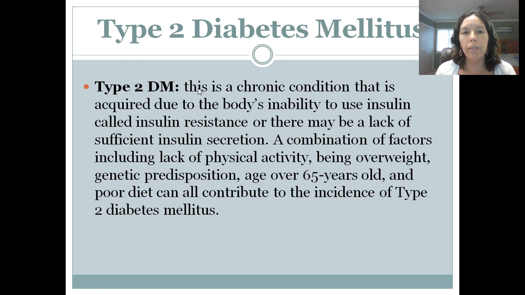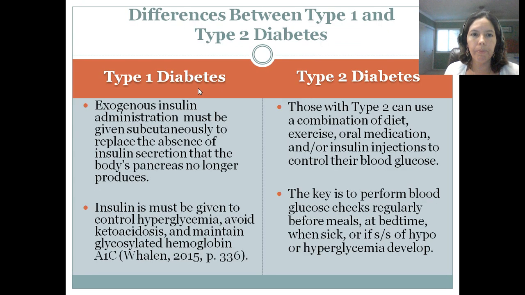However, in type 2 diabetes, this is also a chronic condition which is acquired due to the body's inability to use insulin effectively, called insulin resistance, or there may be a lack of sufficient insulin secretion. A combination of factors, including lack of physical activity, being overweight, genetic predisposition, age over 65 years of age, and poor diet, can all contribute to the incidence of type 2 diabetes.